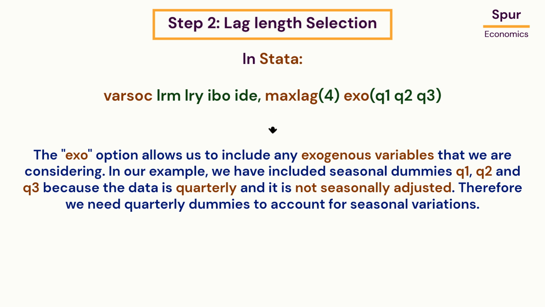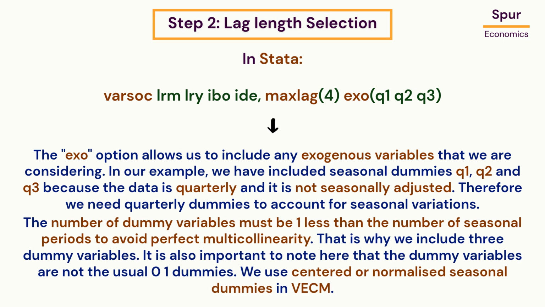In our example, we have included seasonal dummies Q1, Q2 and Q3 because the data is quarterly and it is not seasonally adjusted. Therefore, we need quarterly dummies to account for seasonal variations. The number of dummy variables must be 1 less than the number of seasonal periods to avoid perfect multicollinearity. That is why we include 3 dummy variables. It is also important to note here that the dummy variables are not the usual 0-1 dummies. We use centered or normalized seasonal dummies in VECM.